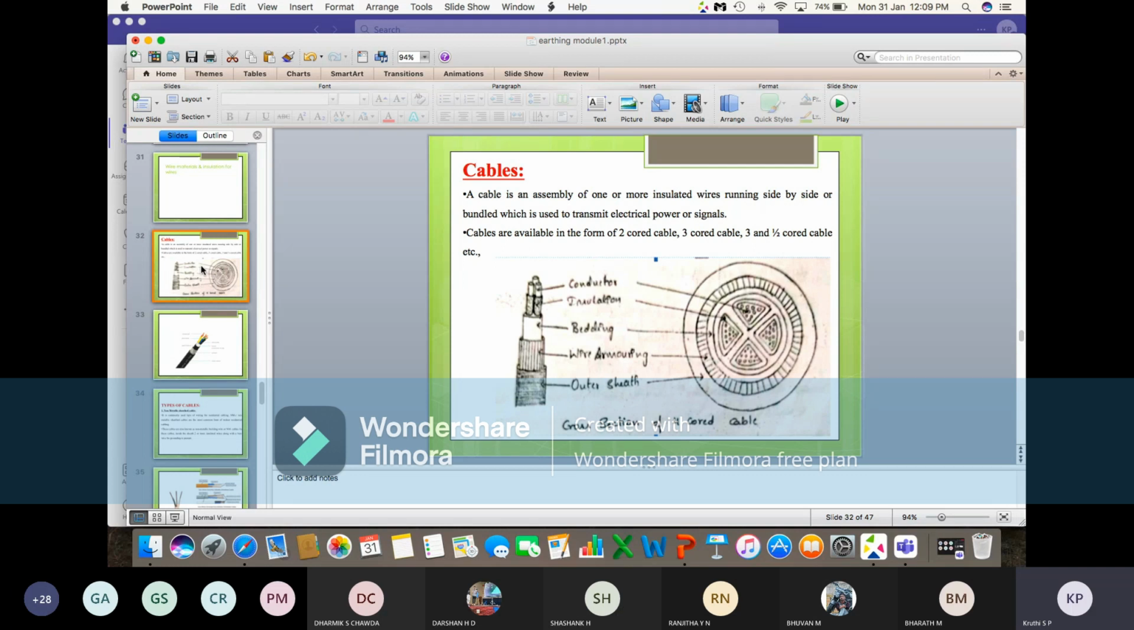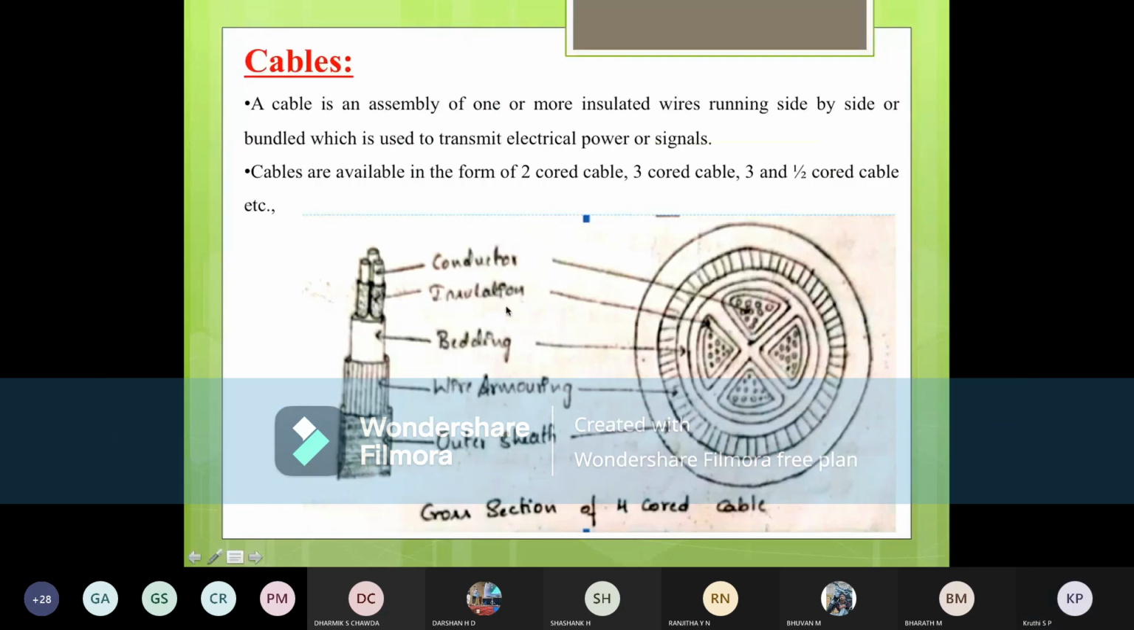Cables are available in the form of 2-core cables, 3-core cables, 3.5-core cables, and 4-core cables. What I'm saying now is nothing but the coding. This is a 4-core cable: 1, 2, 3, and 4. If it has 4 cores in a cable, then we call it a 4-core cable.